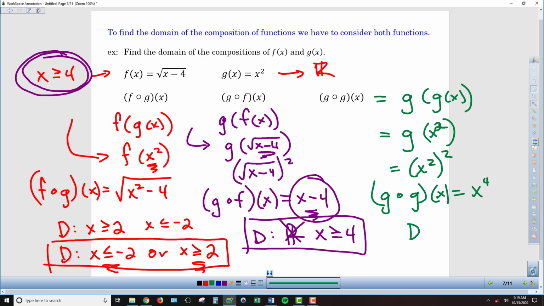So in my final result, my initial thought is it's going to be all real numbers because I can plug in anything I want into x to the 4th, negatives, positives, 0. As a double check, I go to the original function that started this process, which was x squared. That also has a domain of all real numbers, so I'm in good shape here with an all real numbers domain for my composition.